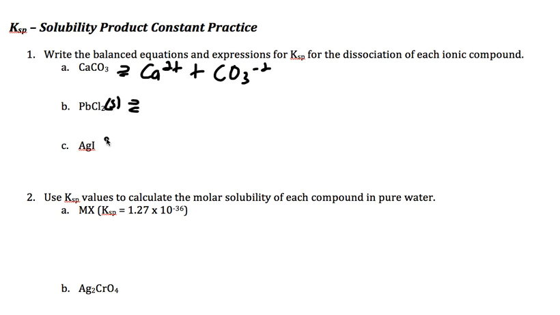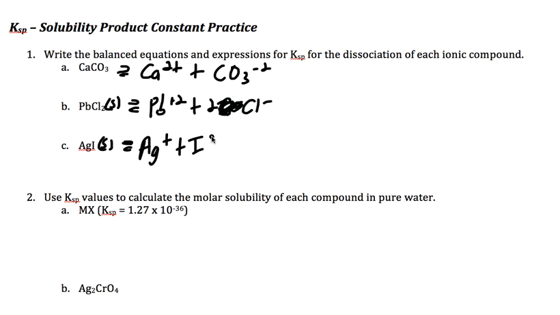I'll label these as solid as I go through here, but this would break apart into one lead and two iodides. So there'd be twice as many iodides as lead here, and this would be one silver and one iodide. I don't know why I said iodides there. These are chlorines. Sorry about that. And then this is an iodide.